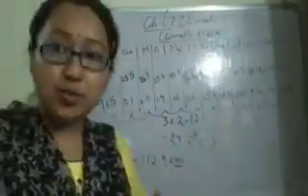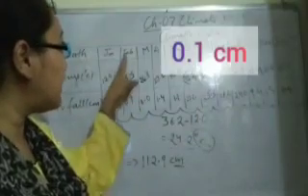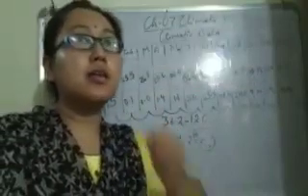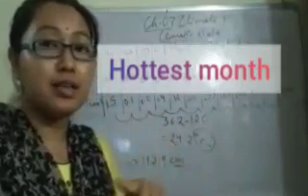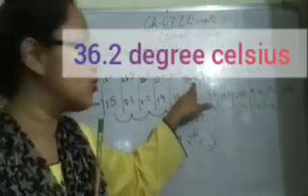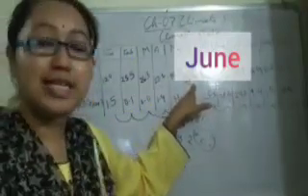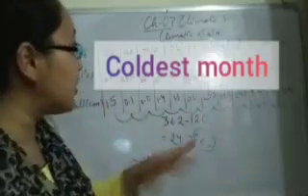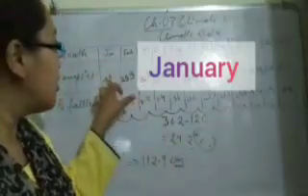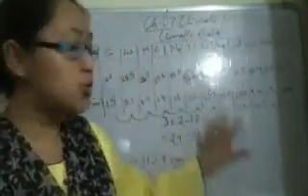Now the driest means no rainfall or very little rainfall. That is 0.1, in February. So you are going to write February as the driest month here, right? And the hottest month, you see the temperature. 36.2 degrees Celsius is the highest, so that is June. And the coldest month is 12.0 degrees, the least here. So January is the coldest month in this given station, right? Okay, hope you have understood this climatic data.